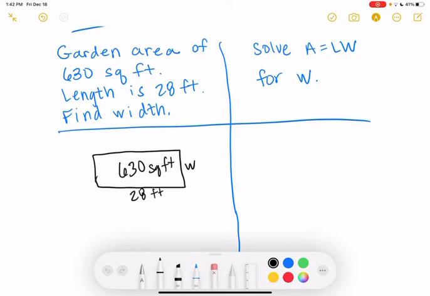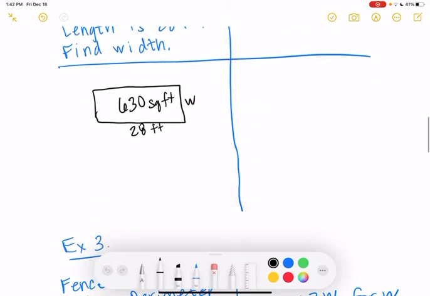And they want us to find the width. So to get the area, it's the length times width, right? So I'm going to put A equals LW. Now let's fill in what we know.